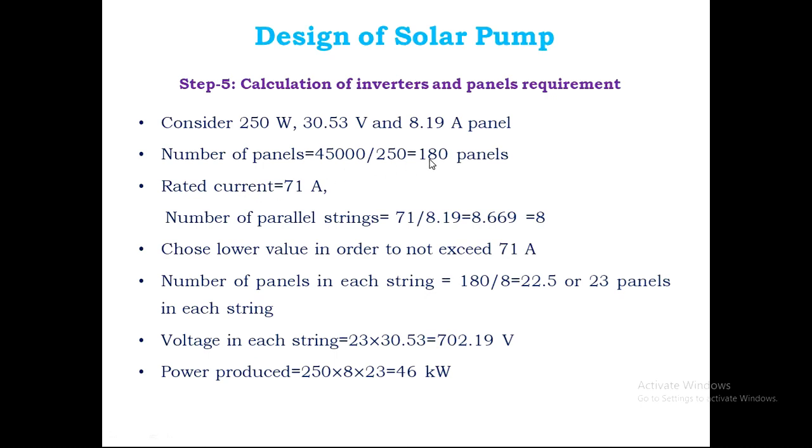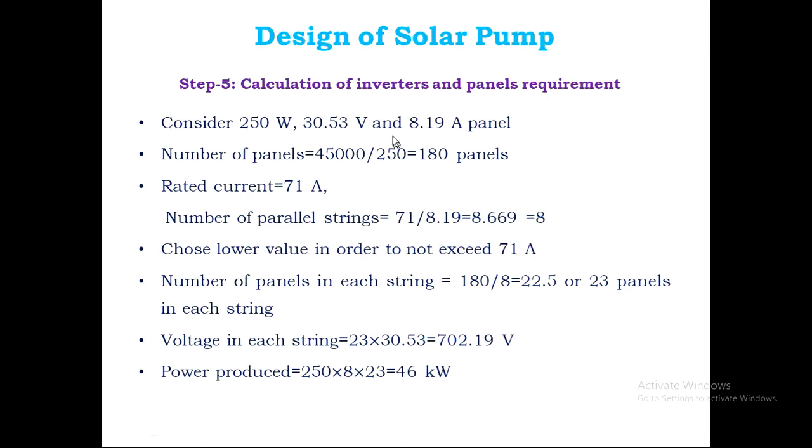And how many strings are required? You can use the rated current 71 ampere. This is the total current. If you are connecting a number of parallel strings, then current will be added. So that's why you can choose this 71 ampere rated current to find out the number of parallel strings.